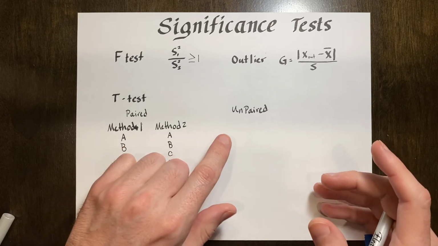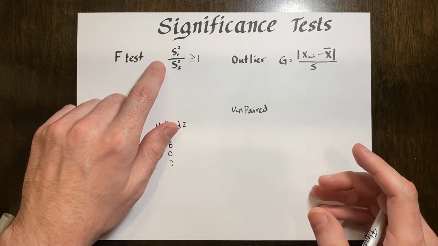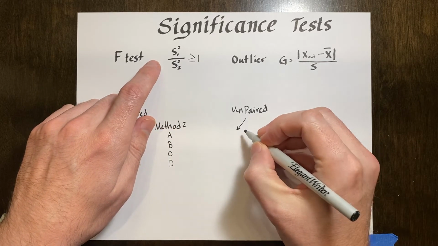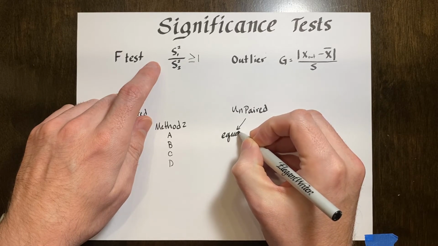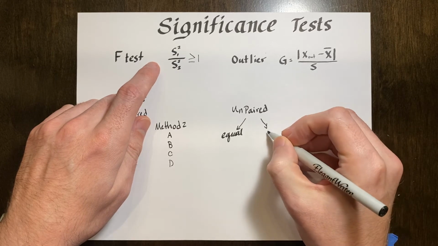Now, we would evaluate whether they have the same variance or not by using an F-test. Once we have that, we'll divide this into equal variance and unequal variance.